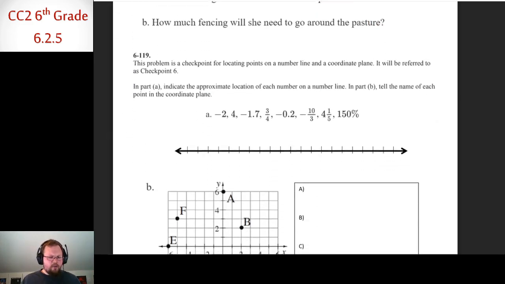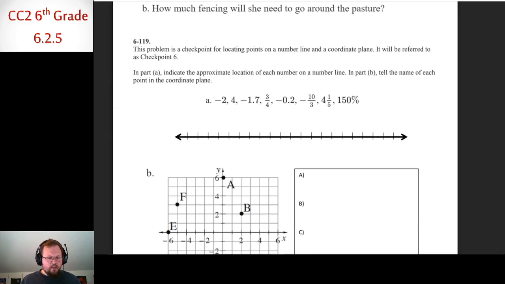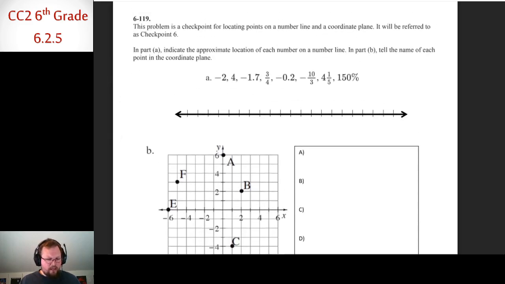This is how to arrange numbers from least to greatest. That should be pretty straightforward at this point. Again, if you want to convert them all to decimals, that's fine.